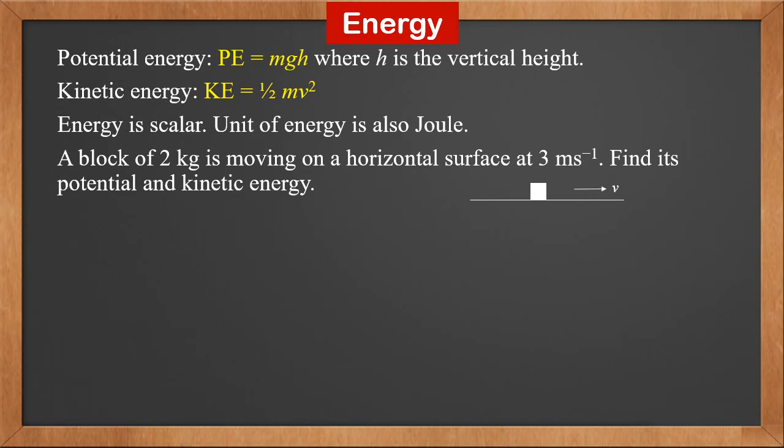A block of 2 kilograms is moving on a horizontal surface at 3 meters per second. Find its potential and kinetic energy. PE is 0. KE is half times 2 times 3 squared, which is 9 joule.